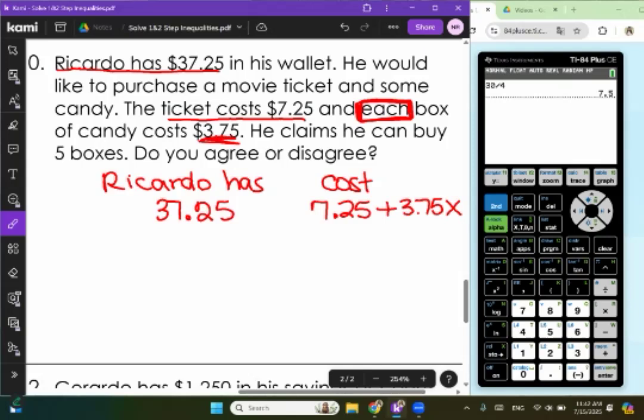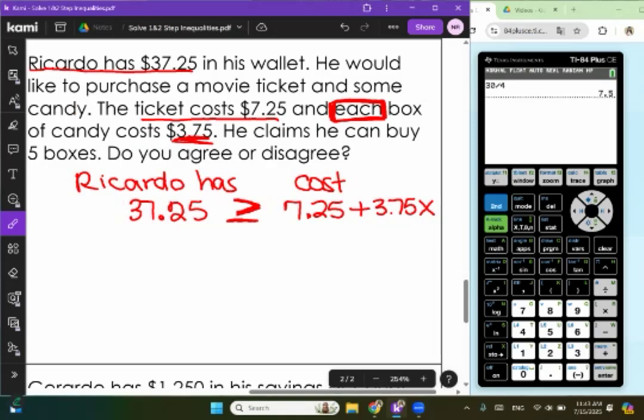Well, here we go. Ricardo has, now, if he only has 37.25, can he spend more than that? No, he can't, but can he spend exactly that amount? Yes, he can spend exactly that amount. He can spend exactly 37.25, but the cost of everything needs to be what? Less than what he has. This is the most that he's going to have. The cost needs to be less. So that's why I'm pointing the less side of the inequality towards the equation part. Okay. Now there's a couple ways that you could solve this.